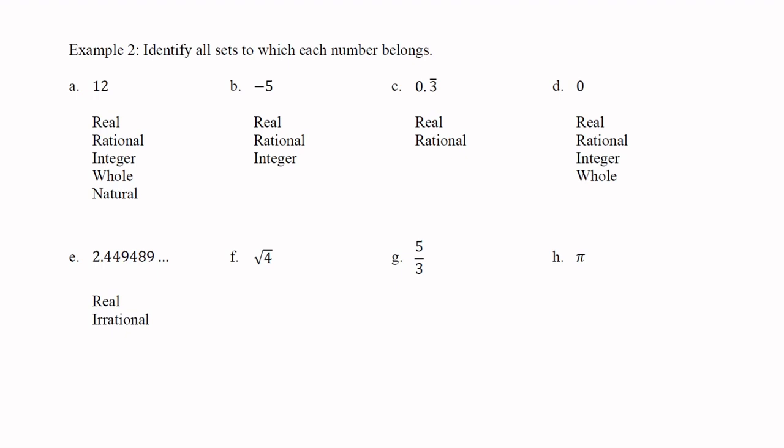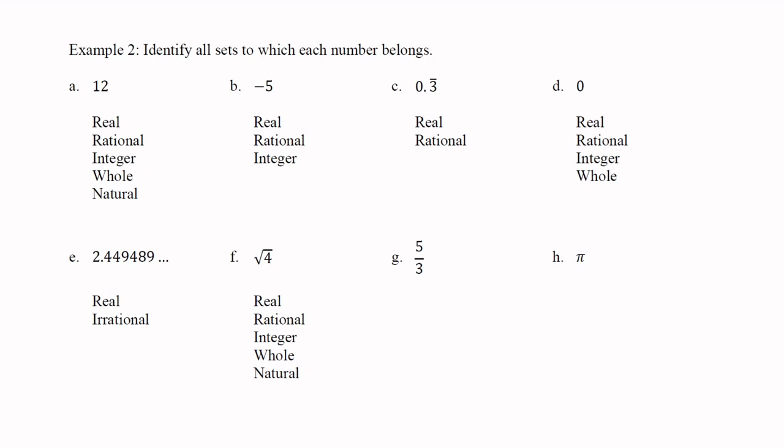For F, we have square root of 4. Now be careful with this, okay? Because we've seen that square roots tend to give us irrational numbers. We know it's real, but think about what the square root of 4 is. Is there anything times itself that gives you 4? Well, yes. 2 times 2 gives you 4. So therefore, the square root of 4 is 2. And 2, we know, is rational. That is an integer. It's whole. And 2 is also a counting number, so it's natural.